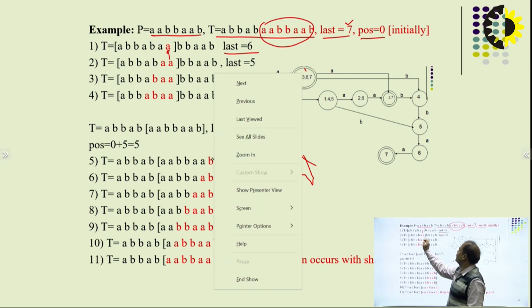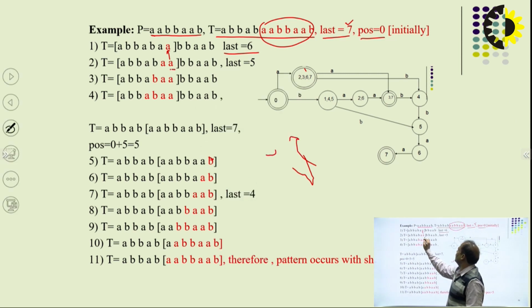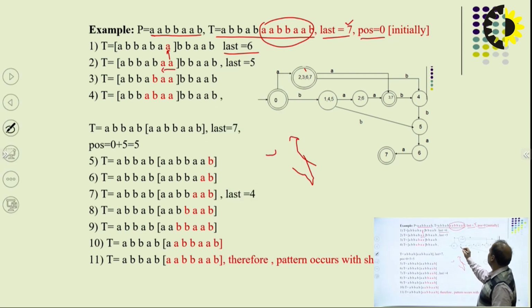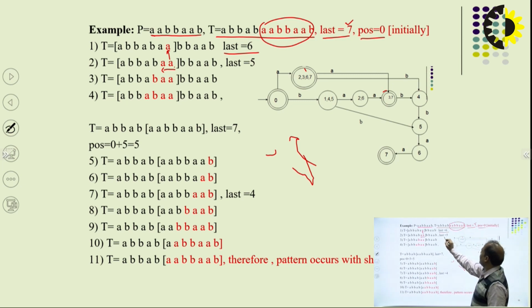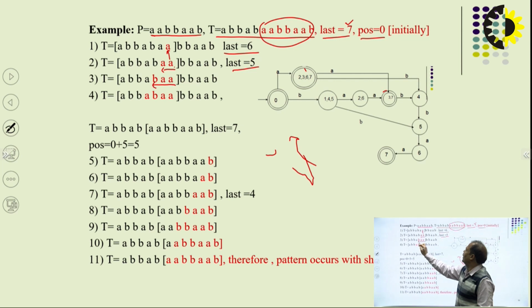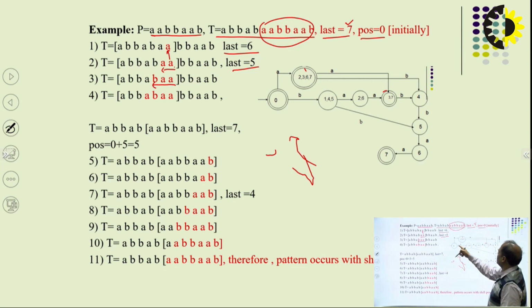Then the next one is A. So we have to get A and A here, from right to left. We are still going to the final state. That means A is matching. Good, it is matching now. So last is again decremented by 1. Then again we go to this value, and say A. Look here, A and B: you are still reaching state 4, but 4 is not a final state.